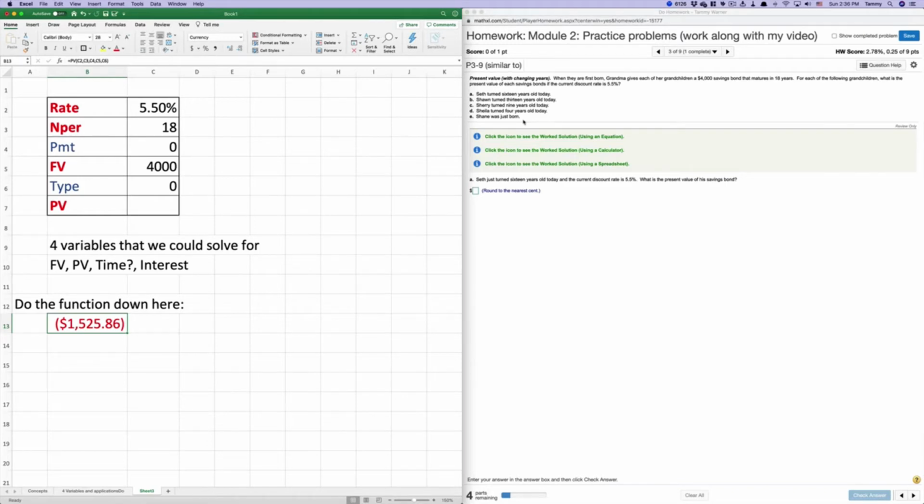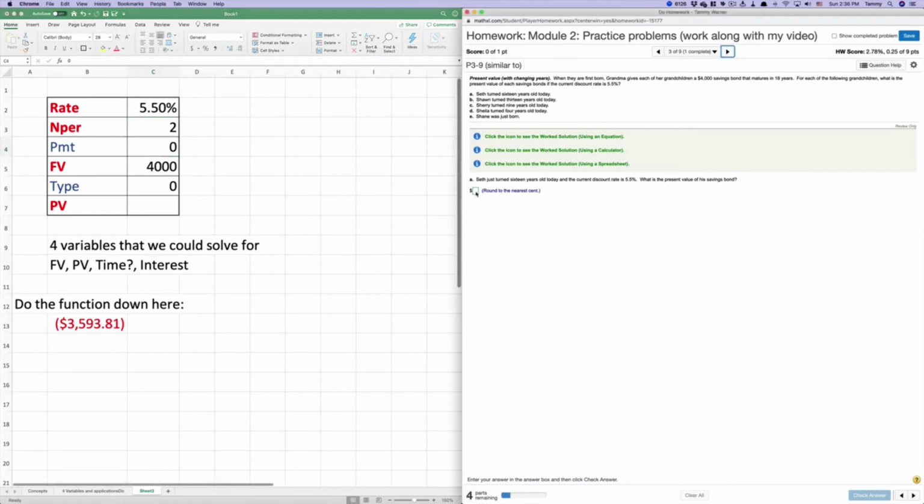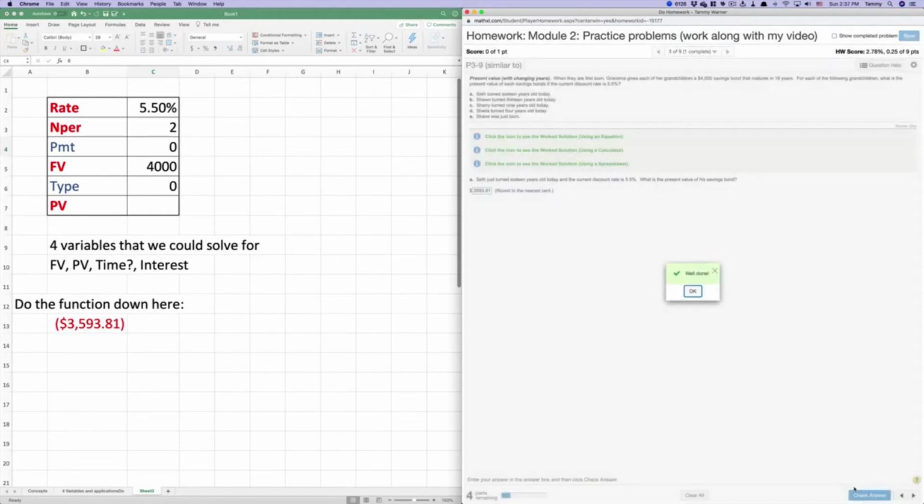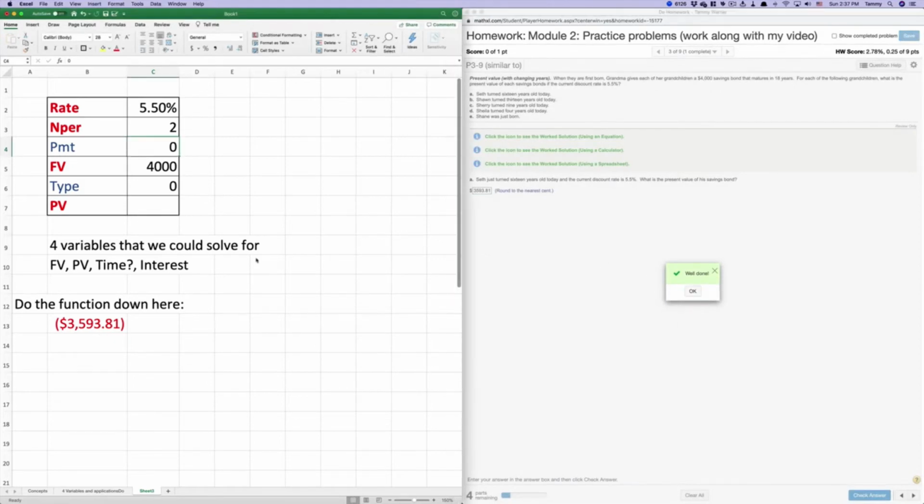$1,525 because he's got 18 whole years for this thing to mature. But Seth turns 16, so he's only got 2 more years for this thing to mature. So let's see what's the present value of an investment that's going to be worth $4,000 2 years hence. Right, and so it recalculated for us. 3593.81, and let's just check it and make sure that that's right. So that's how you go about that.